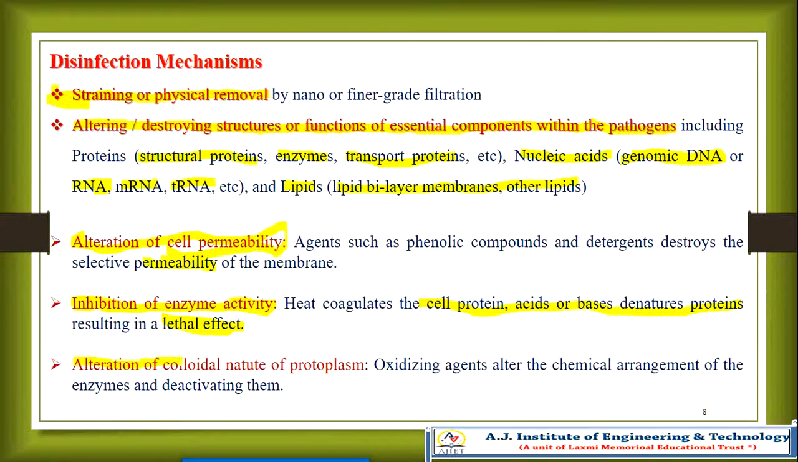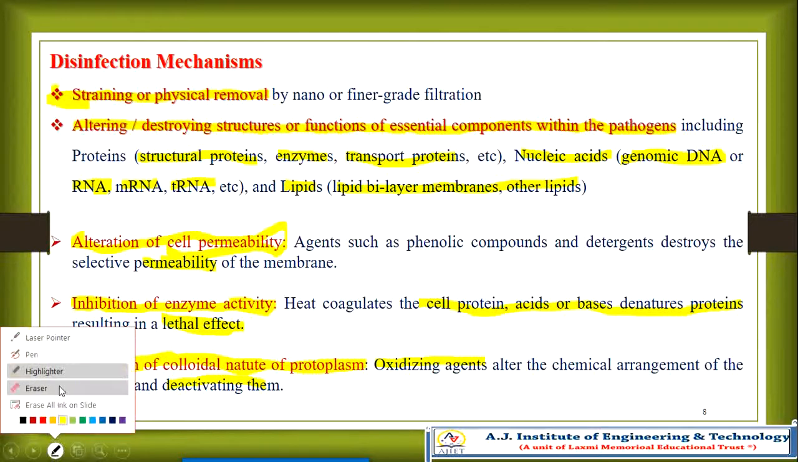That is alteration of the colloidal nature of protoplasm. That is also a factor. Oxidizing agents, the chemicals, alter the chemical arrangement of the enzyme and deactivate them. That is also one of the major mechanisms involved.